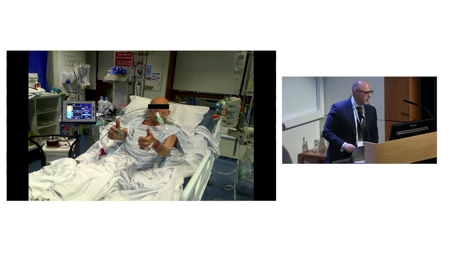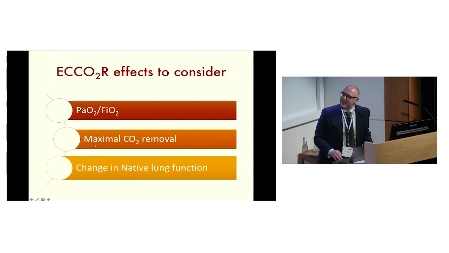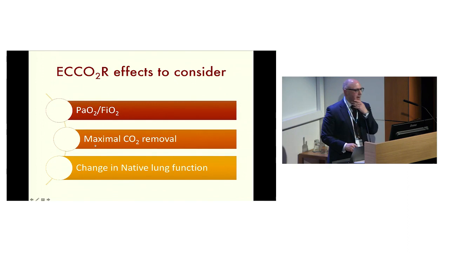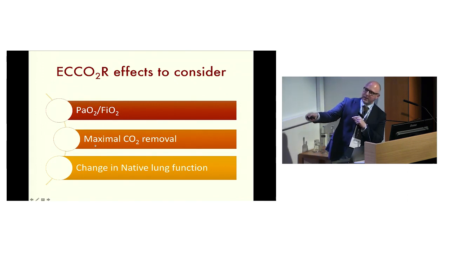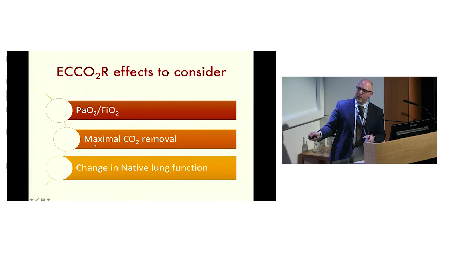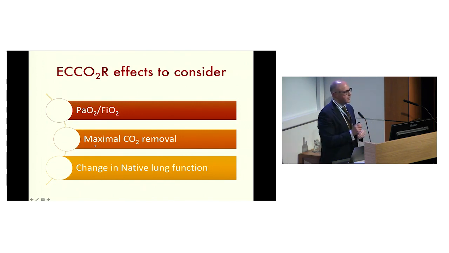He's happy so far, but we've got problems with CO2. So he's a brilliant machine, but I'd like to make 3 points. One, we've got a problem with the PF ratio. We'll see how. Two, we've got to limit how much CO2 we can remove. And also we need to be conscious of the effect that extracorporeal CO2 removal has on the native lung.